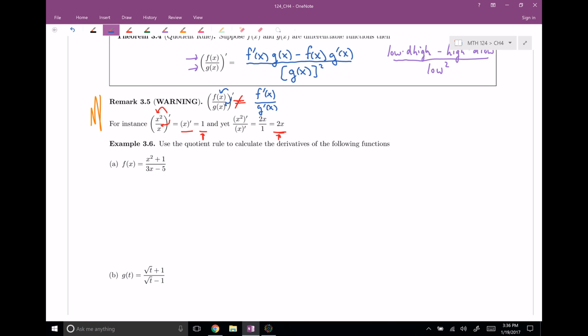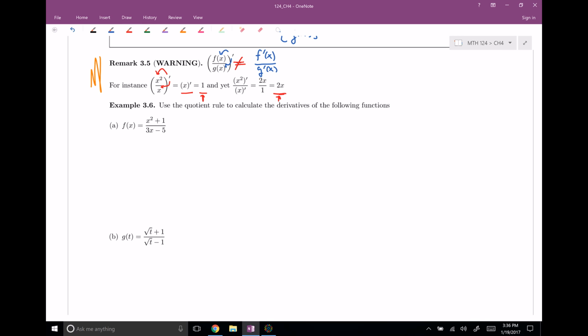Okay, let's go ahead and practice then. Use the quotient rule to calculate derivatives of some functions. So here's my top function, my bottom function. So let's apply the quotient rule here. So the derivative is equal to, so the derivative of the top, right? So this is going to be 2x. That's the derivative of x squared plus 1, 2x, times the bottom, leave that alone, minus the top times the derivative of the bottom. Now the derivative of 3x minus 5 is going to be 3. All divided by the bottom squared. 3x minus 5, quantity squared.